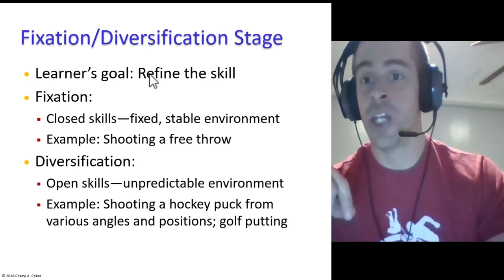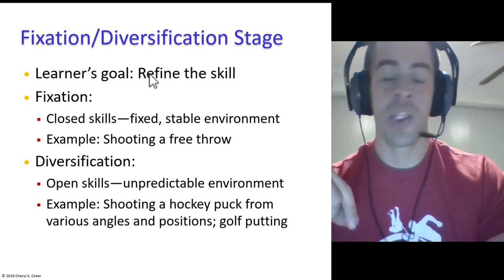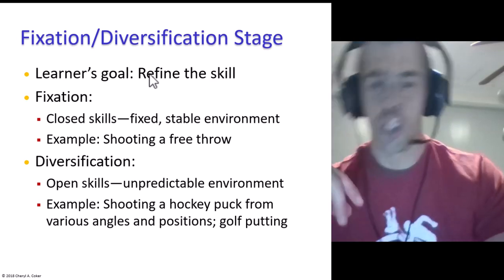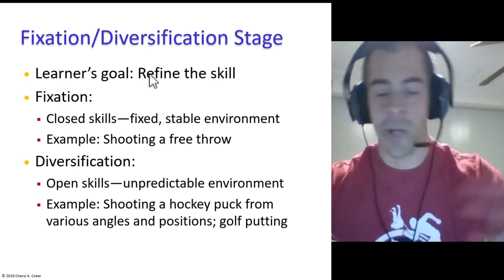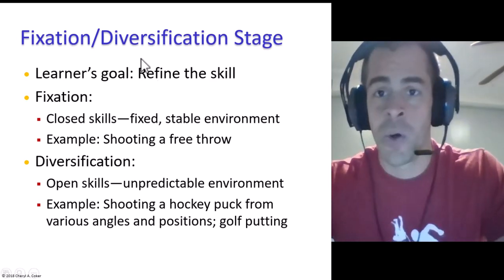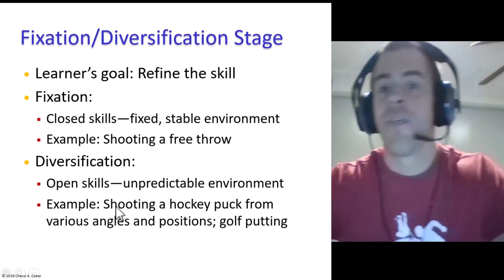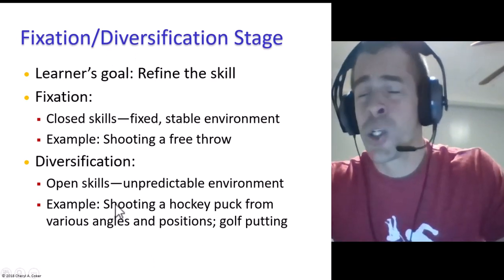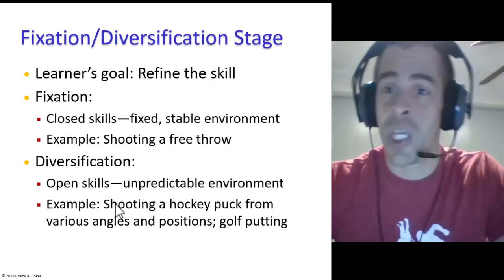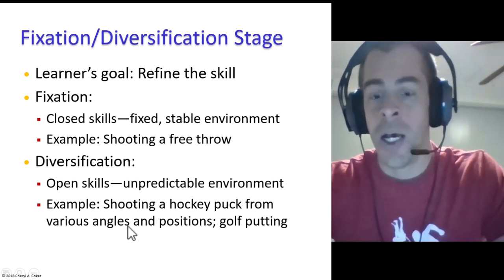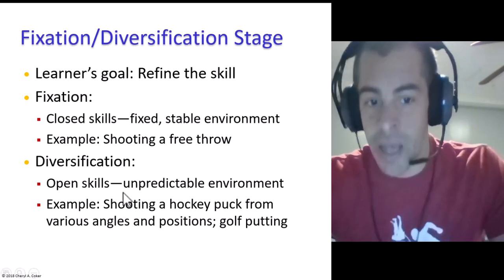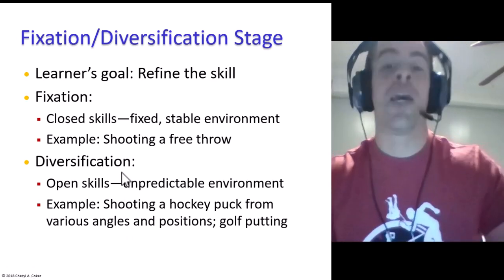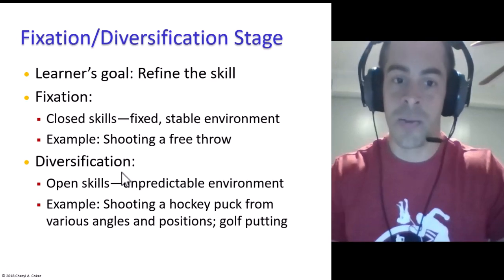The diversification stage is going to be more so for an open skill. The example is shooting a hockey puck in a game. Shooting a hockey puck in a game is going to require somebody to understand a variety of different things: understand various defenses, understand the goalie and how he or she is positioning themselves. And because of that, you're going to create this diverse array of practice attempts on net, something along those lines.